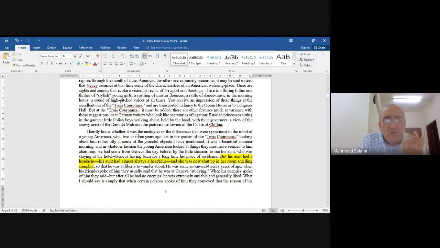Notice, I hardly know whether it was the analogies or the differences that were uppermost in the mind of the young American, who two or three years ago sat in the garden, looking about him rather idly at some. Notice here the narrator is saying "I", using the first person narration, who's observing. And as I said, James was really excellent in using narrators, in using the narrative voice here. It's a narrator observer, maybe a first person narrator observer.